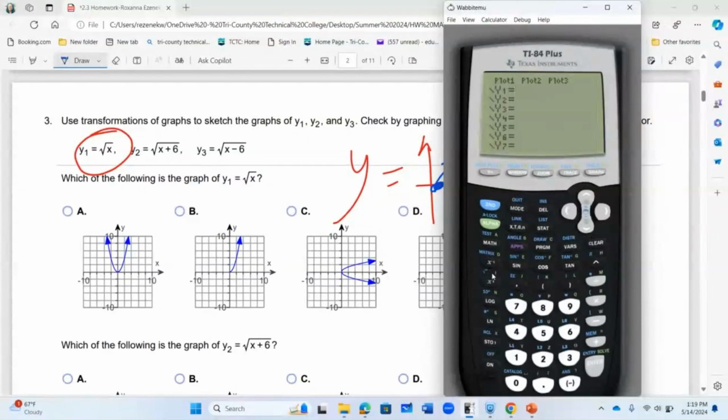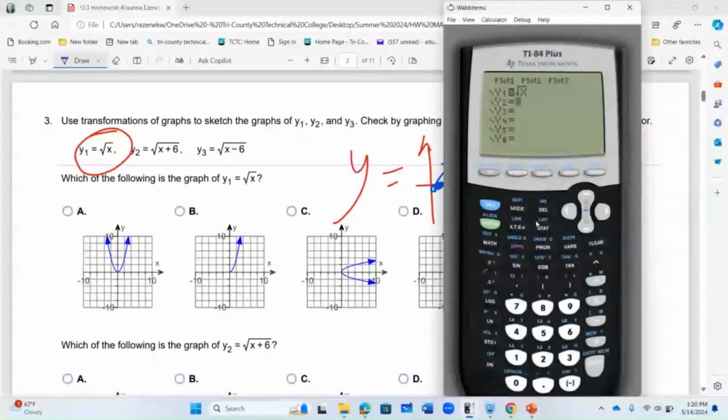Where do you find square root? I find square root here. Okay, I am looking for second square root. Okay, and then I'm looking for x. So I just put x in here, and then you go back to y2.